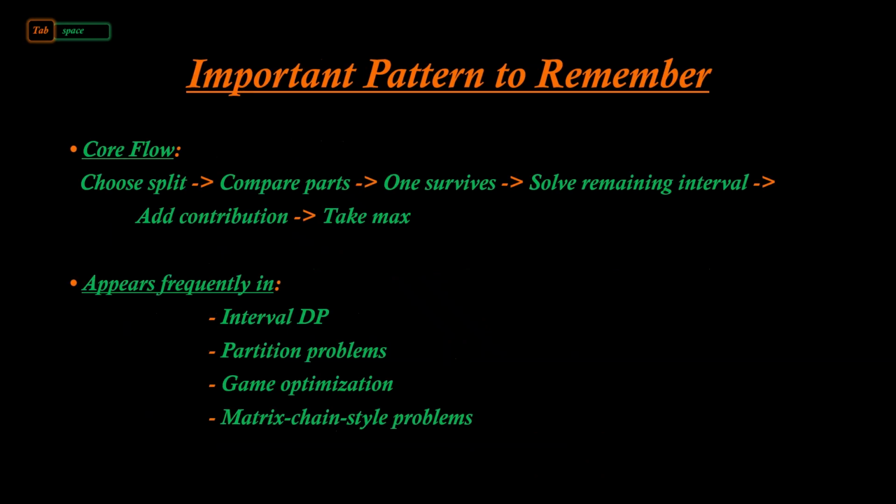Let's summarize the reusable pattern behind this problem. We start with an interval. Alice chooses a split. The two resulting parts are evaluated. Bob determines which part survives. The surviving part becomes a smaller interval. Alice receives the value of the surviving part. Then the process repeats, so the general structure is: choose a split, determine the surviving side, add its value, solve the remaining interval, take the maximum.